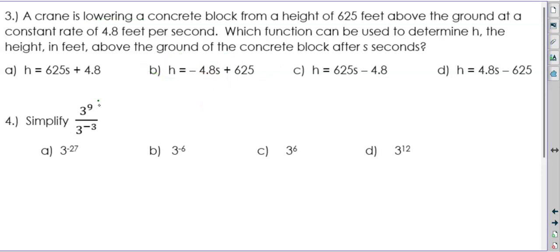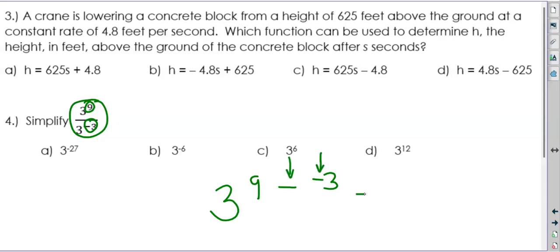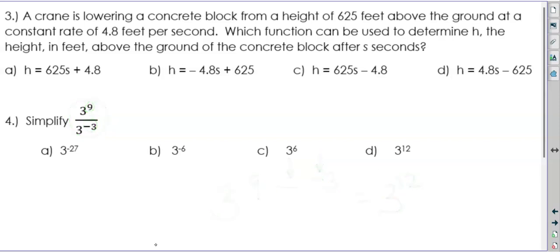Question number 4. When you divide like bases, you keep the base the same, and you subtract the two powers, the numerator and the denominator's power. Now you subtract, that's the formula, but the 3 also has its own minus. So that is 9 minus minus 3, or 3 to the 12th.